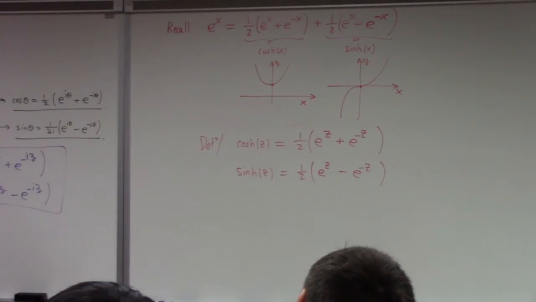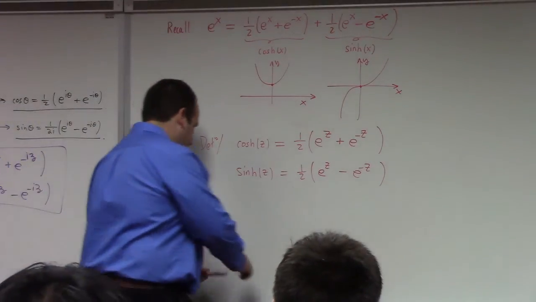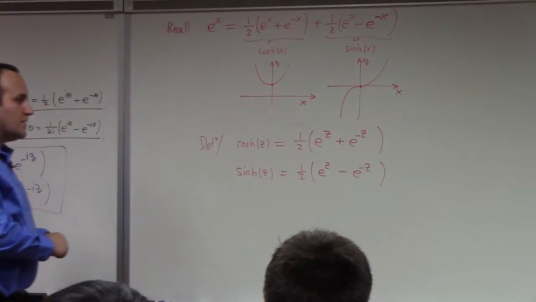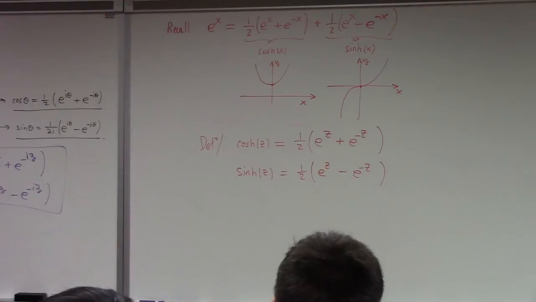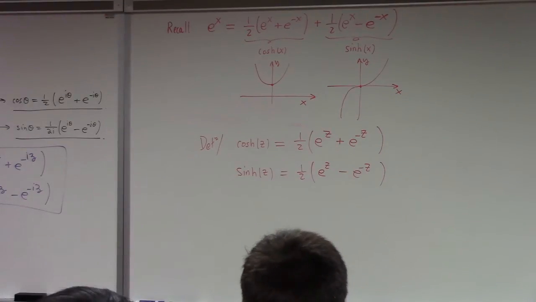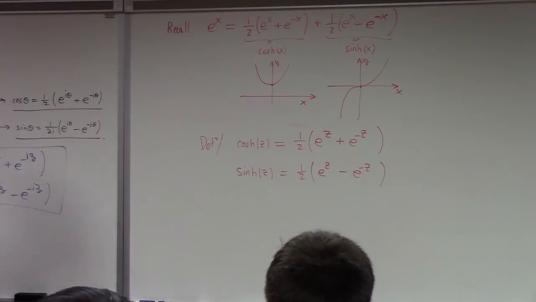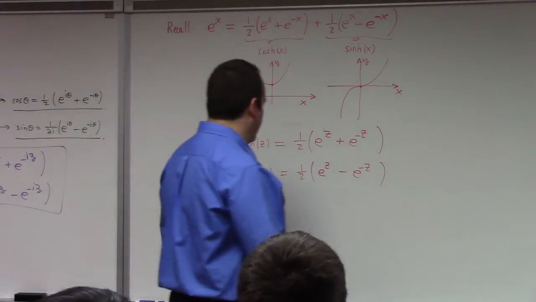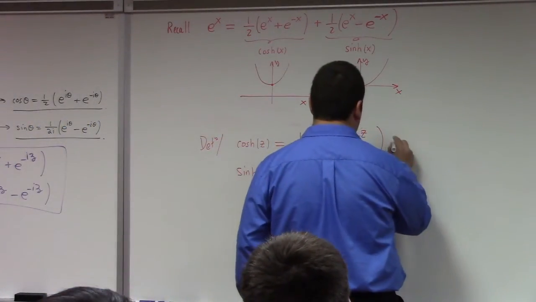All right, so they're pretty easy to work with too. So first of all, how are they related? Cosh of z is what in terms of cosine? Or perhaps the other way around. I mean, this is what? Cosine of what?